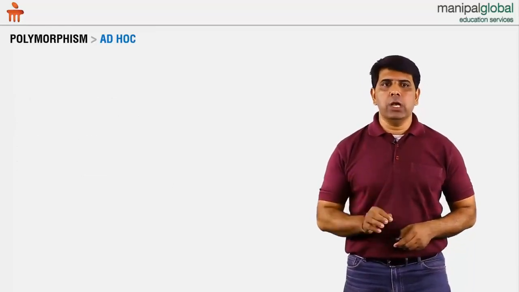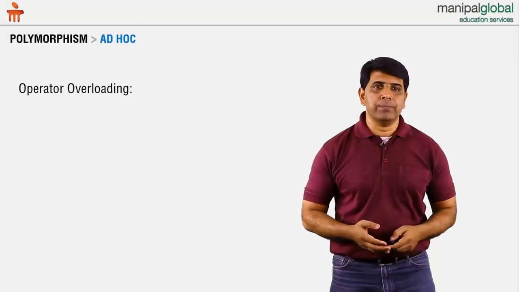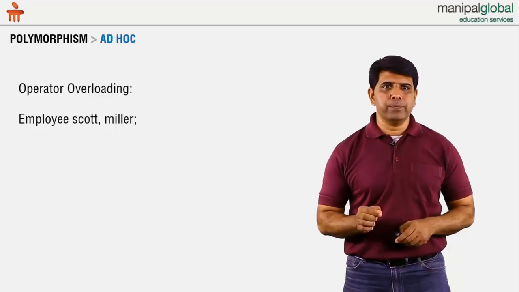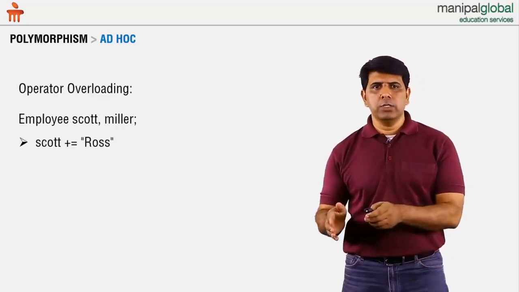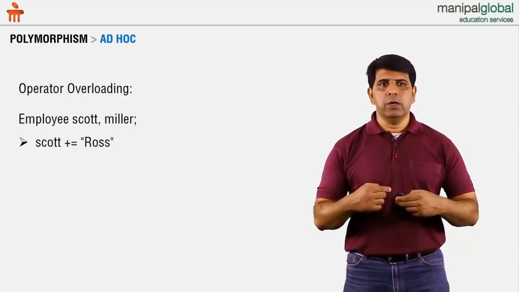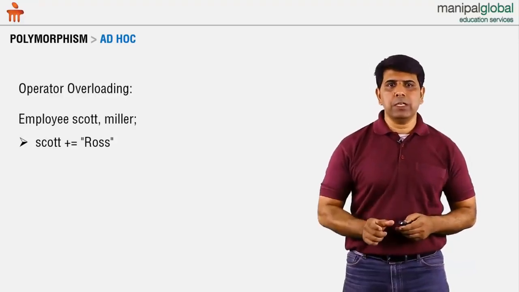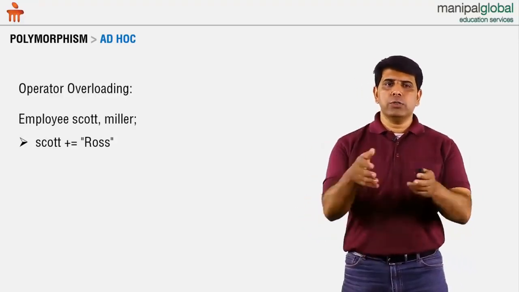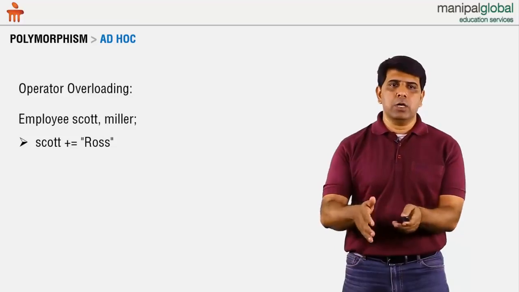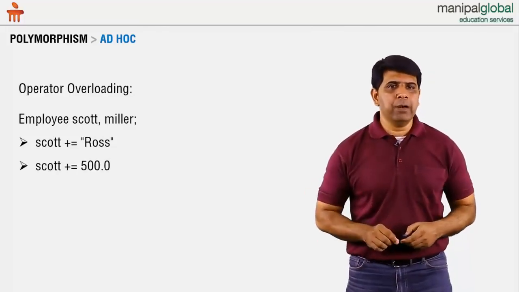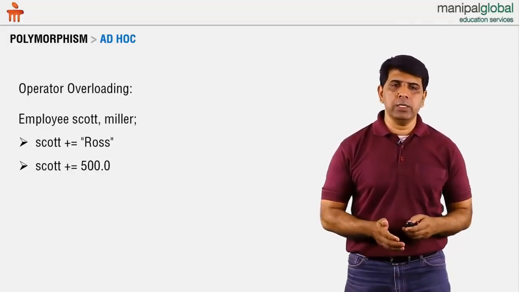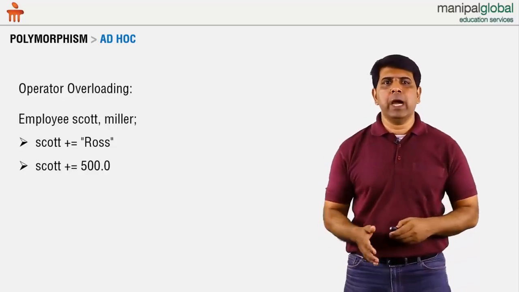Now some languages allow you to redefine the behavior of an operator, and that's called operator overloading. Think of 2 employees, Scott and Miller, and I'm going to add Ross to Scott. This time it's not a number, so I can't really add. So I can define the meaning of plus equals as adding Ross to the name of the person called Scott, which means Scott's name will eventually be Ross Scott. Now I might even add 500 here.